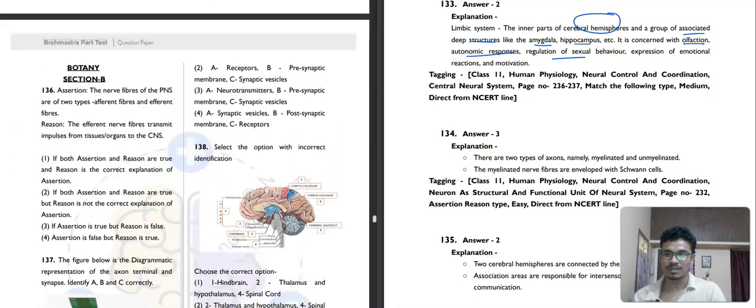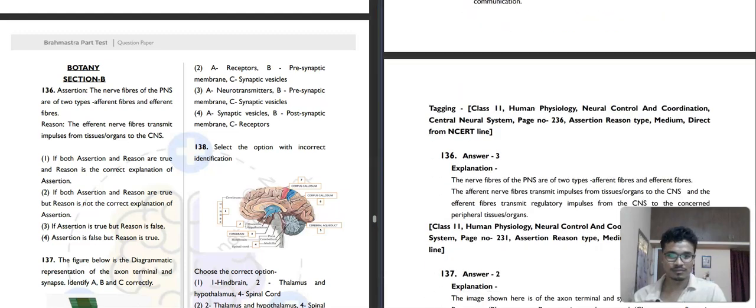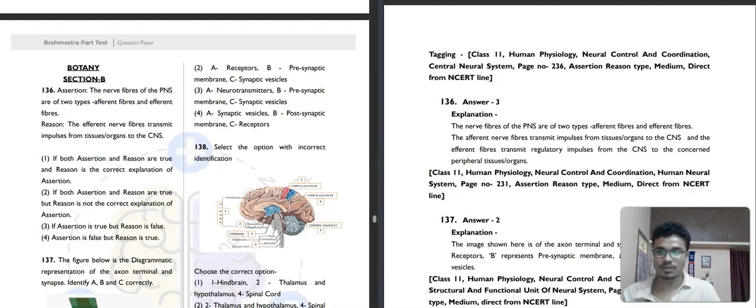Then question number 136. The assertion is saying that the nerve fibers of the PNS are of two types, afferent fibers and efferent fibers, correct. The efferent nerve fibers transmit impulses from tissues or organs to the CNS? No, this is not correct. The afferent fibers transmit impulses from tissues or organs to the CNS, and the efferent fibers transmit regulatory impulses from the CNS to the concerned tissue or organ. So here the assertion is true but the reason is false. The third option will be the correct answer.